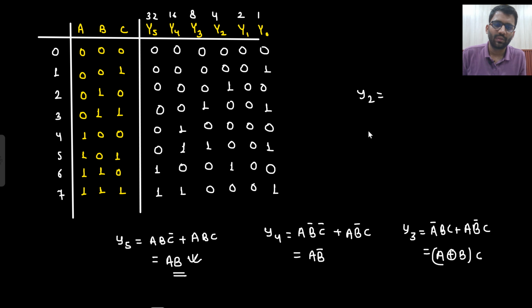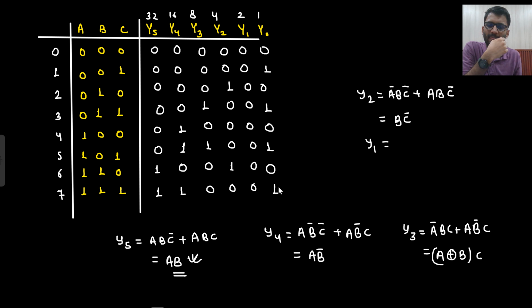What about y2? So this is your a bar b c bar plus a b c bar. So bc bar, since a plus a bar is 1. What about y1? Y1 is always 0. And what about y0? Y0 is equal to c. 0 1 0 1 0 1 0 1. Y0 is equal to c. That's it. So these all are the expressions of y5 down to y0.